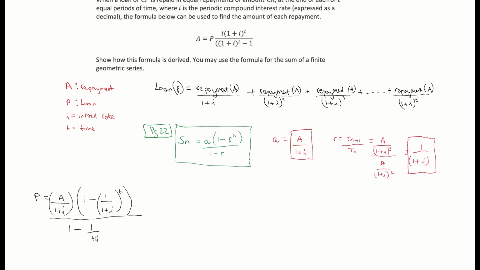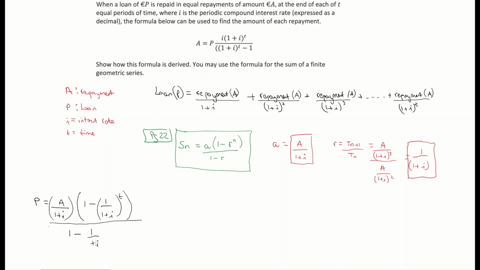Next thing I'm going to do is try and get rid of this 1 plus i on the bottom. See here, on the denominator I have a fraction and I have a 1 plus i in the bottom. So I'm going to try and eliminate that 1 plus i. What I'm going to do is multiply this fraction, top and bottom, by 1 plus i over 1 plus i. So I'm multiplying top by 1 plus i and bottom by 1 plus i.